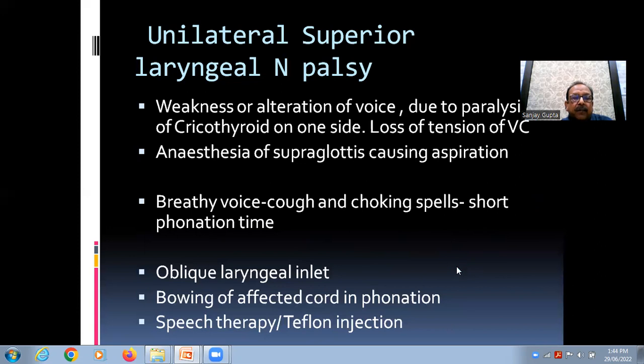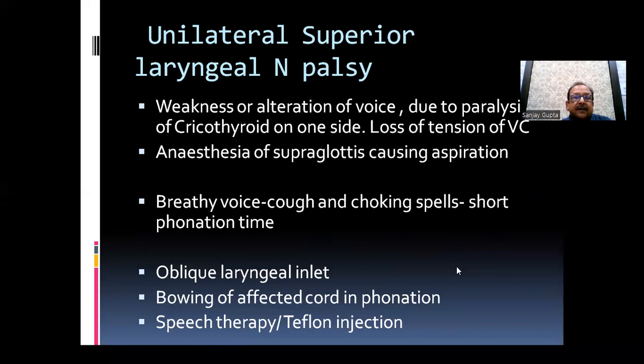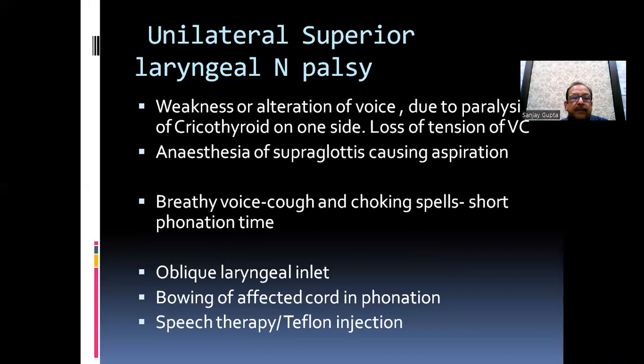On examination, the laryngeal inlet may be oblique. There may be bowing of the affected cord in phonation. The treatment is speech therapy, and sometimes Teflon injection will be used to give volume and medialize the vocal cord.